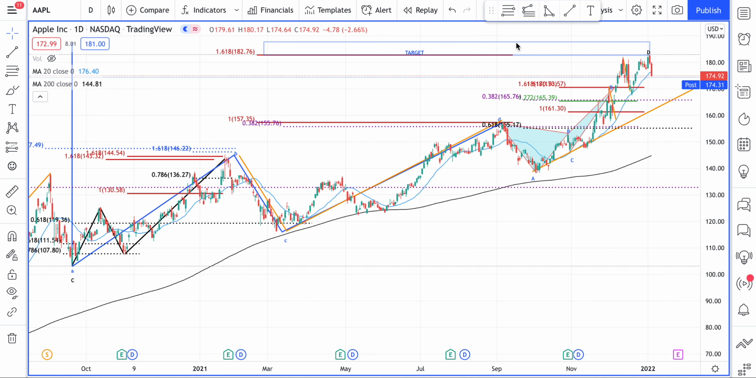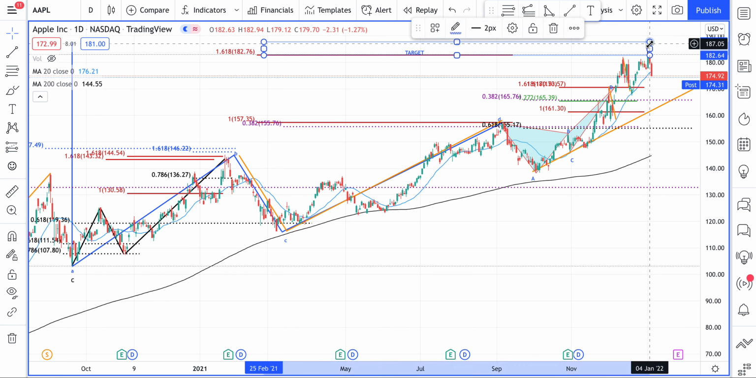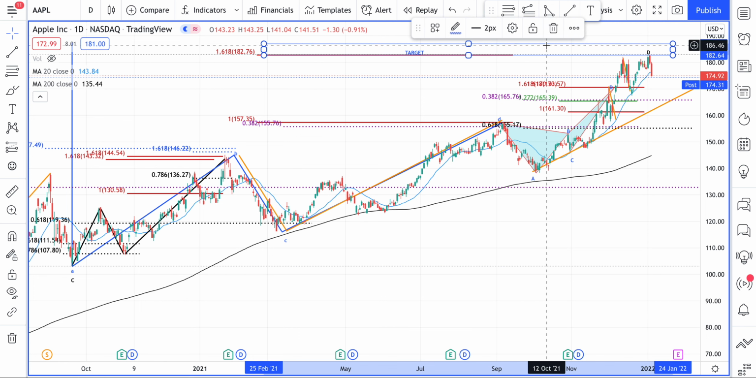If you are interested in getting to know how we arrived at this target, then please look in the channel. There is a video which was done about a month ago, in which we describe the different cycles A, B, C, D, and how they were coming together, forming this zone, which could potentially see a reversal in stock prices. So the zone remains between $182 per share to roughly $190 per share.